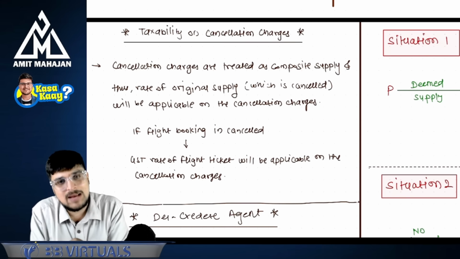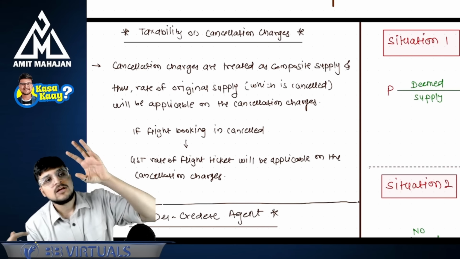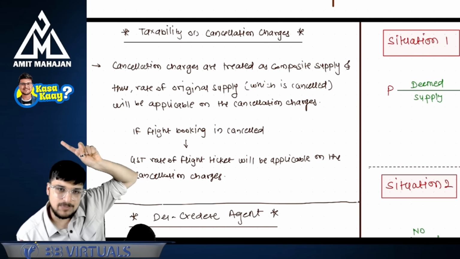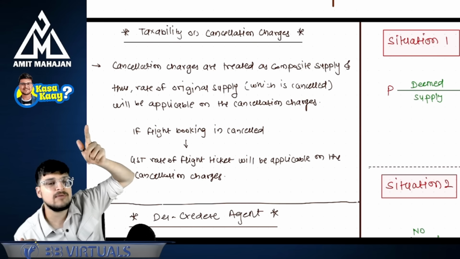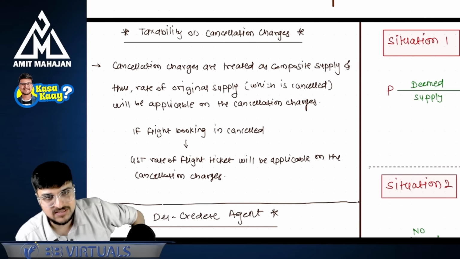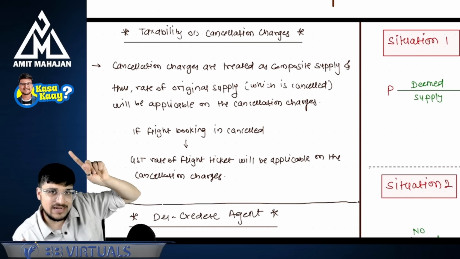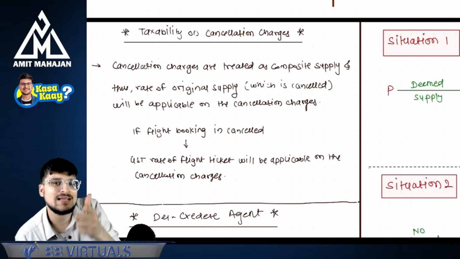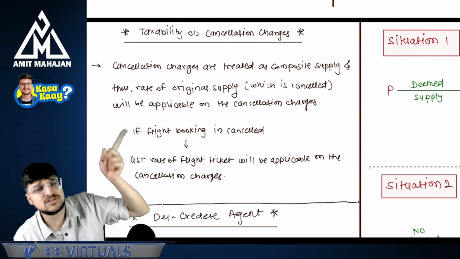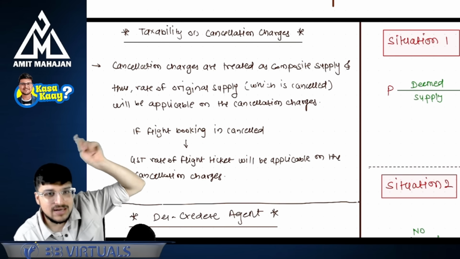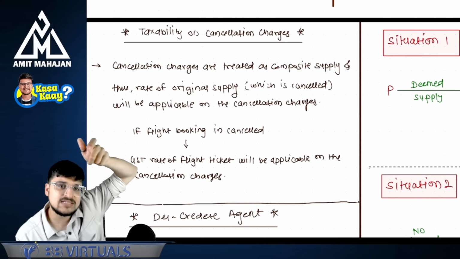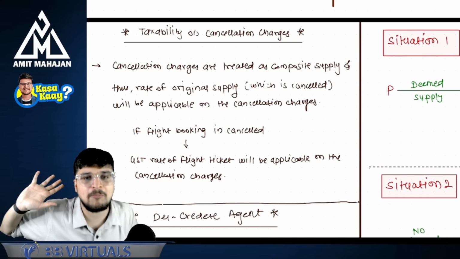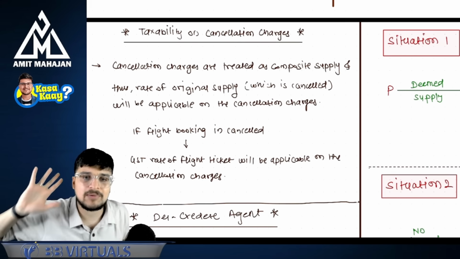The GST applicability on this is very simple. Whatever GST was applicable at the time of main supply, the same GST rate will be applicable on the cancellation charges. If the main supply is a flight, what was the GST rate applicable on flight? 18%. Same 18% will be applicable on cancellation charge. If the cancellation was of a hotel, whatever the GST rate on hotel, that same GST rate will be applicable on cancellation charges. So what is getting cancelled, that is more important. That GST rate will be applicable.